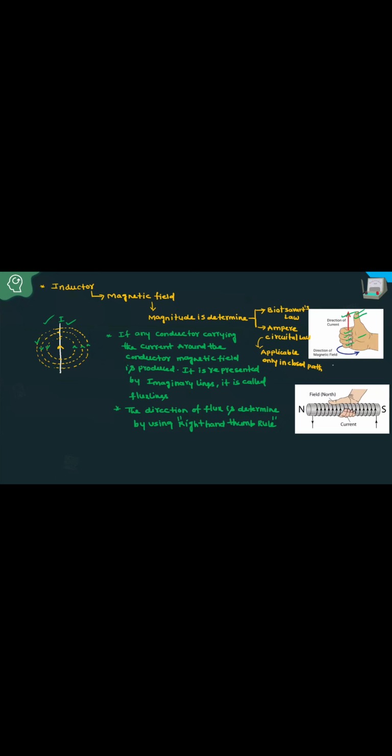This is for a straight conductor. If it is a straight conductor, the thumb indicates the current direction, and the curved fingers indicate the magnetic field. If it is a coil, for a solenoid coil, or if it is a coil switch.